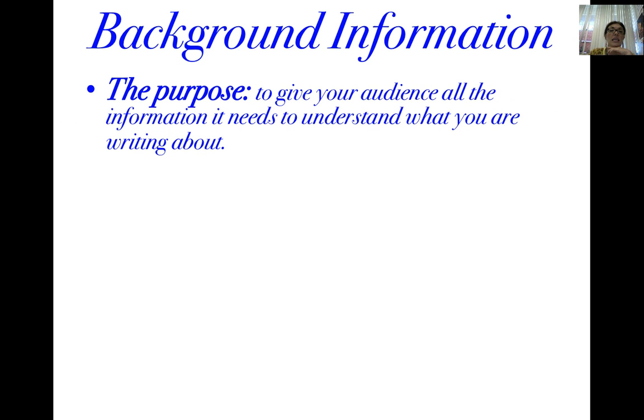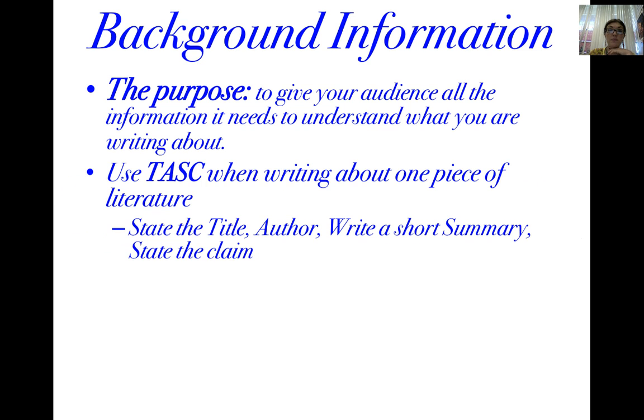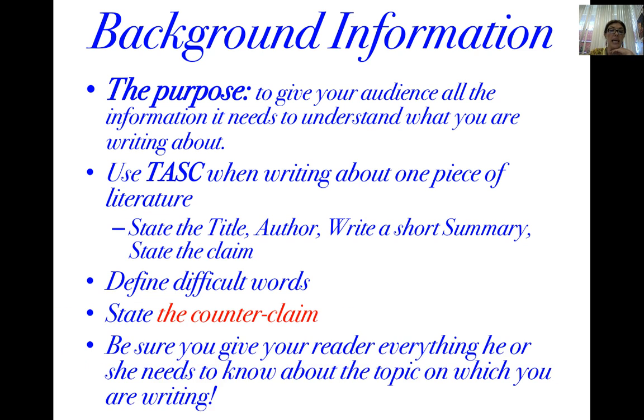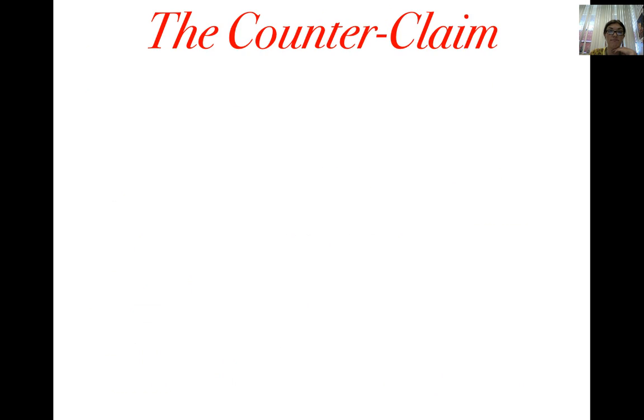Background information. This is the second most important part, second only to the claim. The purpose is to give your audience all of the information it needs to understand what you are writing about. And if you're writing about one piece of literature, use TASK. And how to do that is delineated right there. You should define any difficult words or concepts that the reader may not know or that are specific to the topic you are writing about. You should state the counterclaim, which I'll talk more about in a second, and you need to be sure to give your reader everything he or she needs to know about the topic on which you are writing.